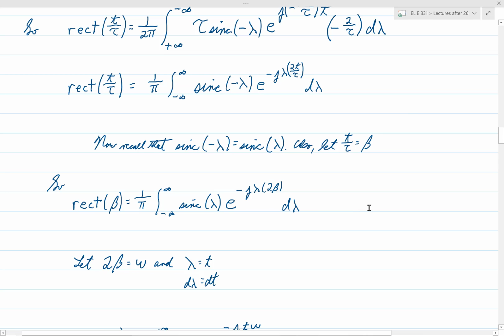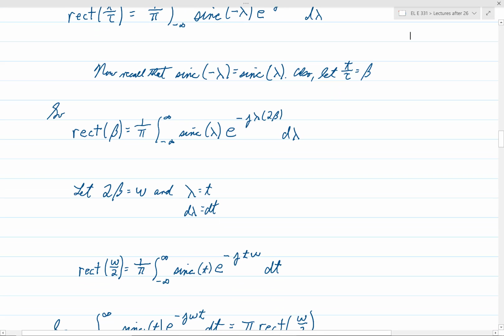And then we do one more thing. What we will do is we're going to let 2 beta equal omega, and we're going to let lambda equal t. And of course, if lambda is equal to t, then d lambda is dt. So when we make those 2 substitutions, if 2 beta is omega, then beta is omega over 2. So we have rect of omega over 2 on the left-hand side.